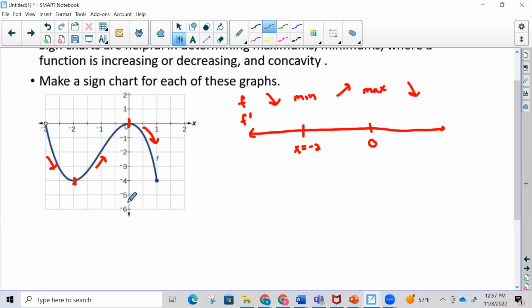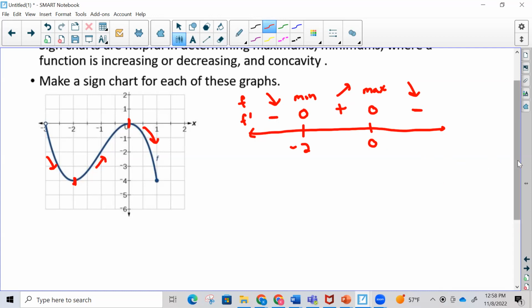And then if I talk about f prime, anytime it's decreasing, f prime is the slope, and the slope is negative. At the min, the slope is 0, so we put 0. When my function is increasing, the slope is positive. At a max, my slope is 0, and when it's decreasing, my slope is negative. So this is a sign chart, and usually they don't put x equals, they just put -2. So that's one way to write it.